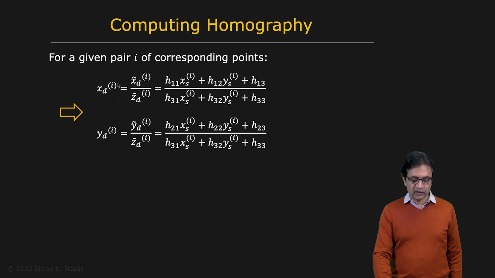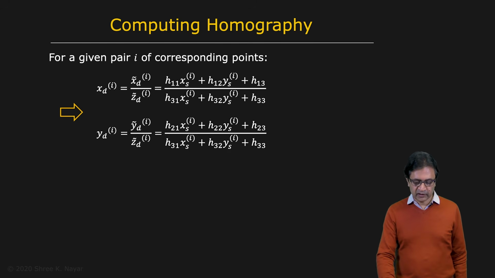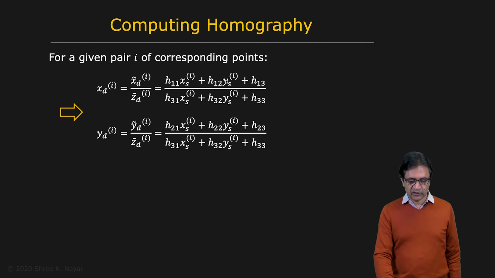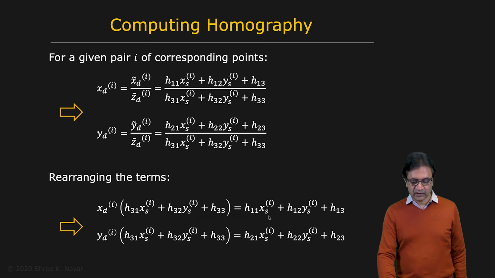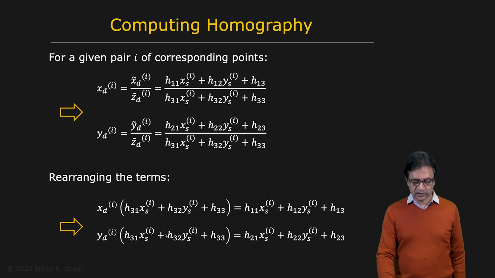I should mention that we have introduced the superscript i here, and that corresponds to the index of the matching pair. So that i goes from 0 to n, where n is the total number of pairs that we have at our disposal. So that's the same equation here. And now what we're going to do is take this denominator right here and take it to the left-hand side in each one of these 2 equations. So you get this. Now again, remember that all the x's and y's are known to us. It's the h's that we're interested in.